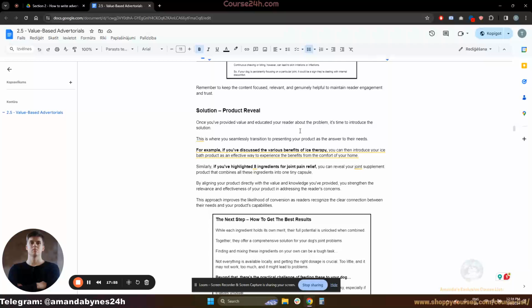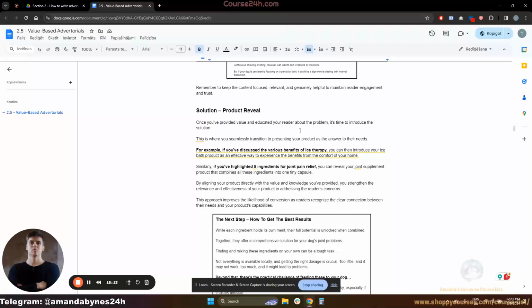This is where you seamlessly transition to presenting your product as the answer to their needs. For example, if you've discussed the various benefits of ice therapy, you can then introduce your ice bath product as an effective way to experience the benefit from the comfort of your home.